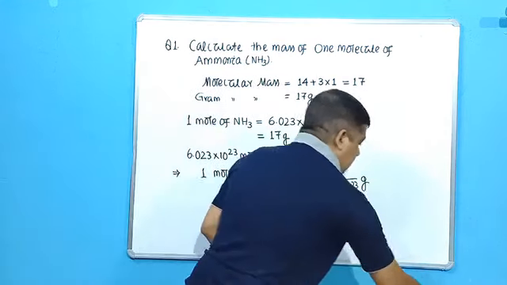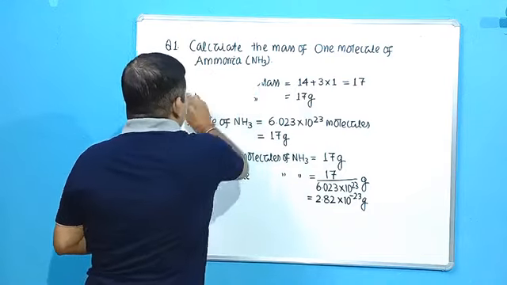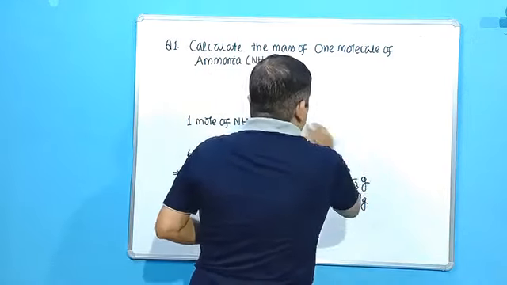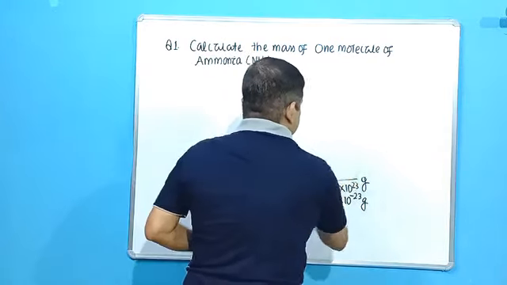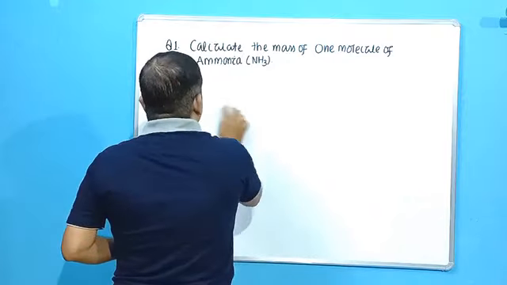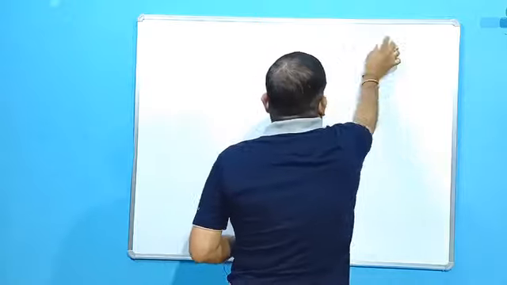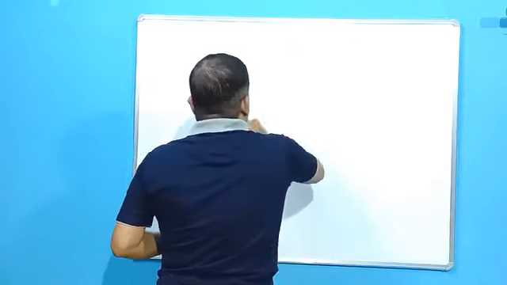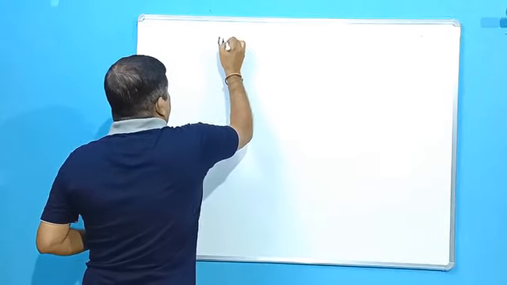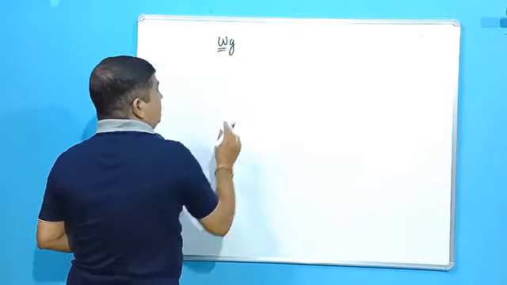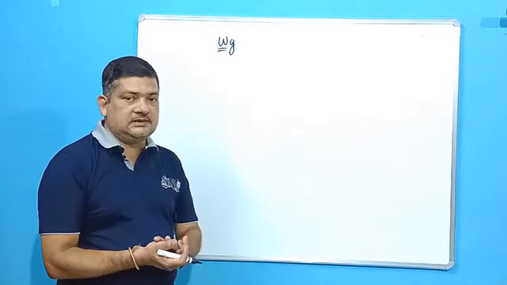Okay. Now we learn to devise our own formula. Suppose W gram of a substance is given to you and you have to calculate the number of moles present in it. How can you calculate?